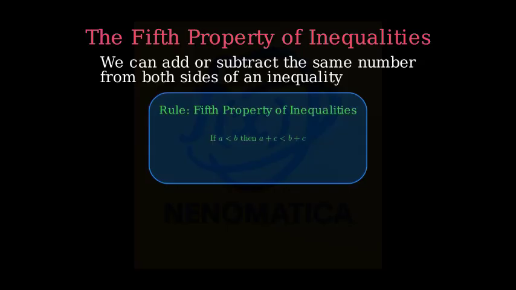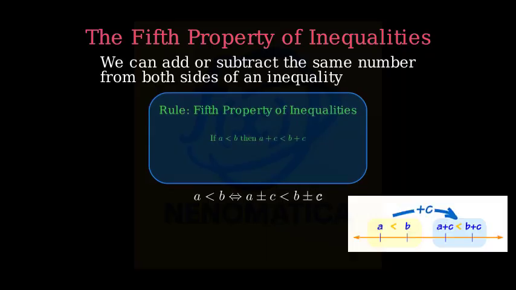Let's start by examining this property formally. For a strict inequality, we can state, if A is less than B, then A plus C is less than B plus C. This means that adding the same value to both sides preserves the less than relationship. The same applies for the greater than relationship.